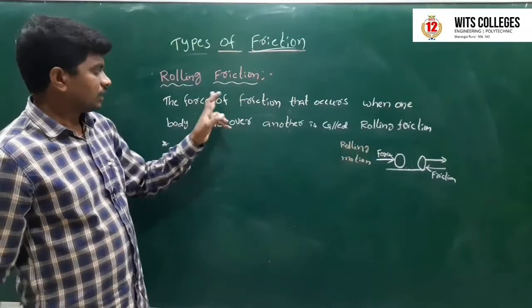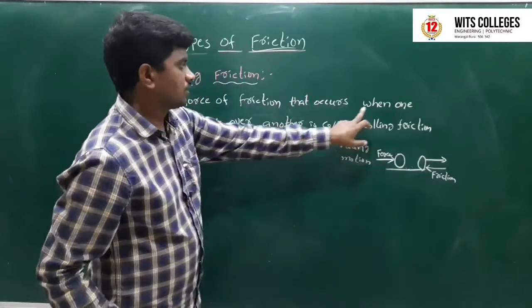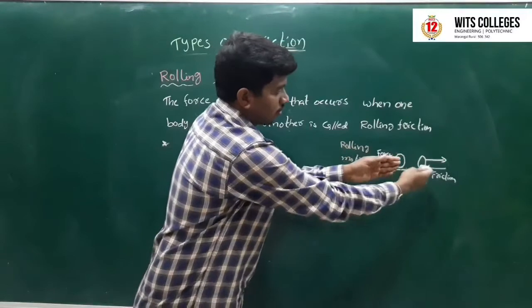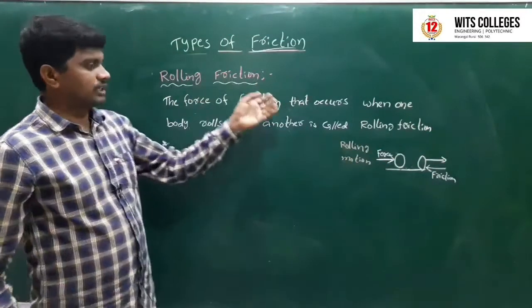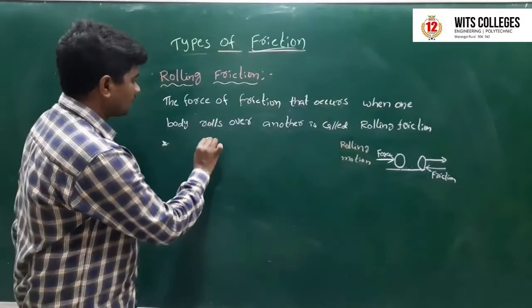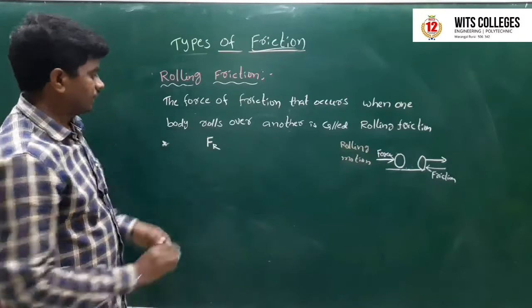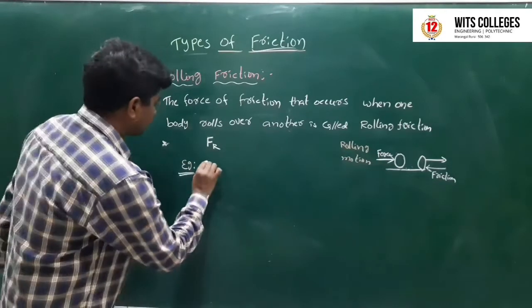Repeat once again. The force of friction that occurs when one body rolls over another body is called rolling friction. The rolling friction is denoted by Fr. Example, riding a motorcycle.